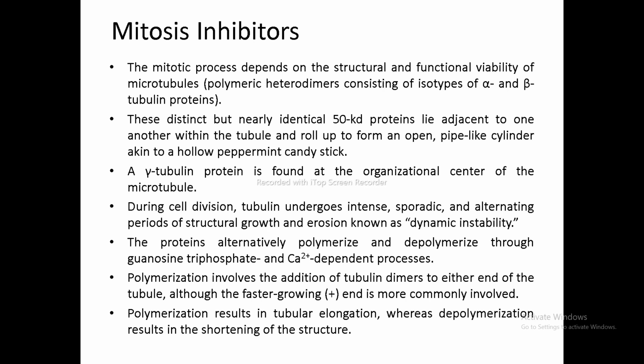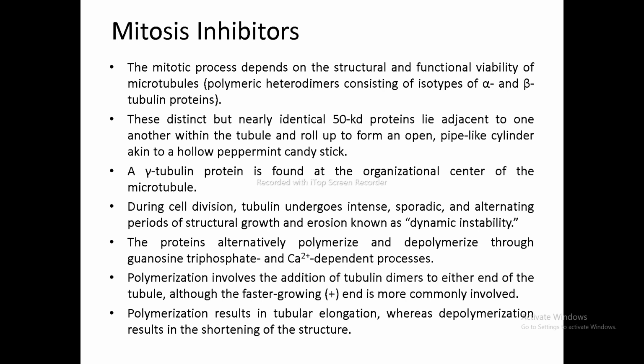Now during cell division, because this is what the mitosis process is, the cell divides. So during cell division, this tubulin undergoes intense sporadic and alternating periods of structural growth and erosion known as dynamic instability. The proteins alternately polymerize and depolymerize through a guanosine triphosphate and calcium dependent process. So who is going to polymerize and depolymerize? Of course it requires guanosine triphosphate, and also calcium is required for the polymerization and the depolymerization process.